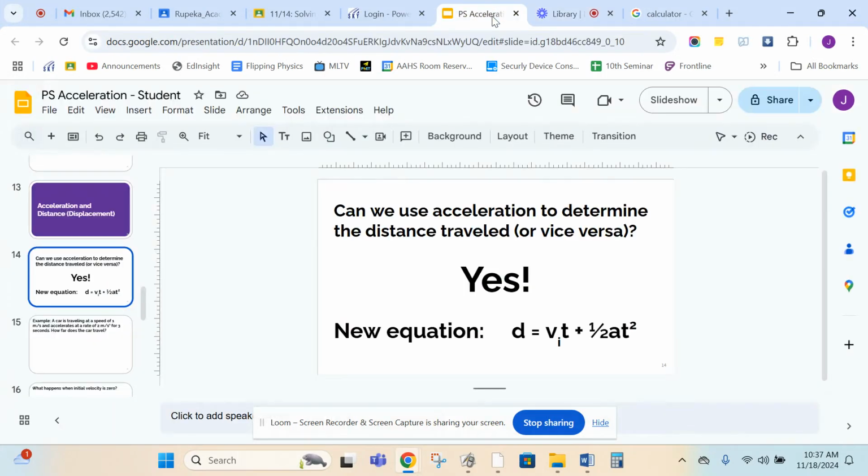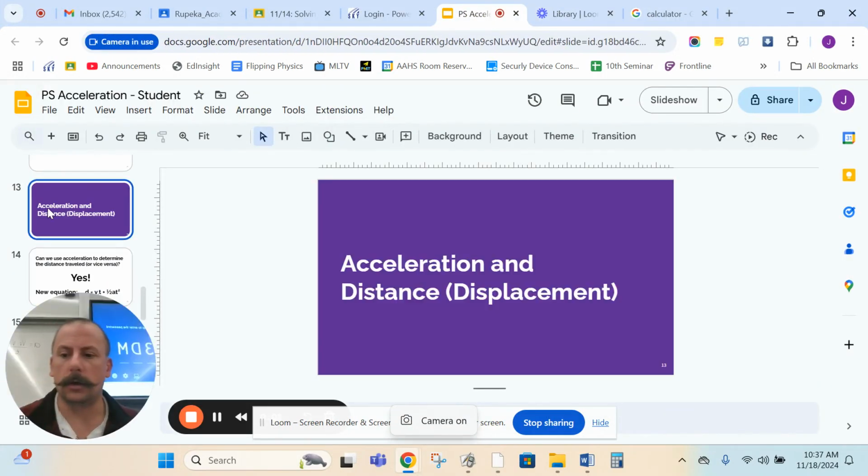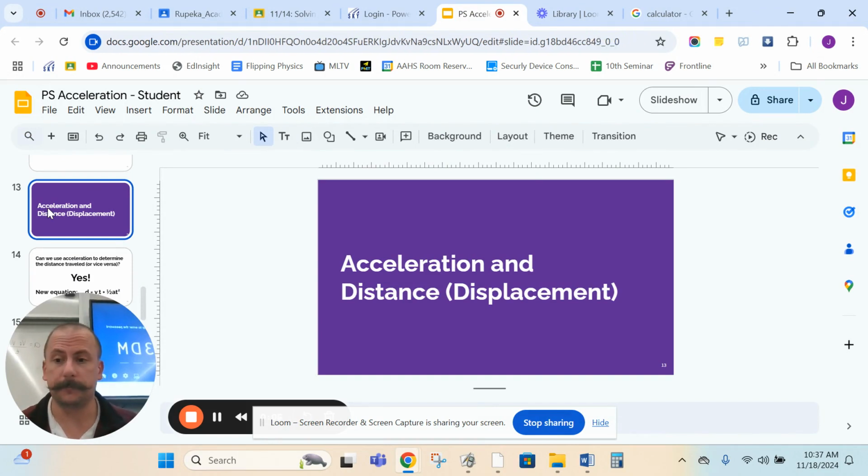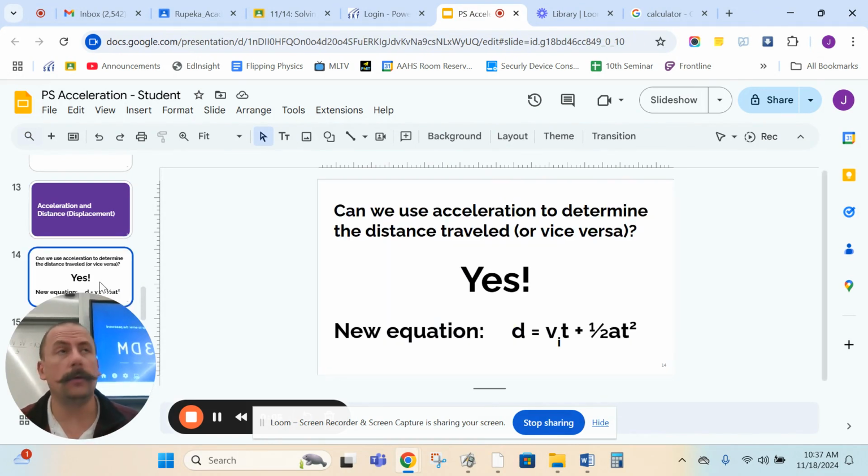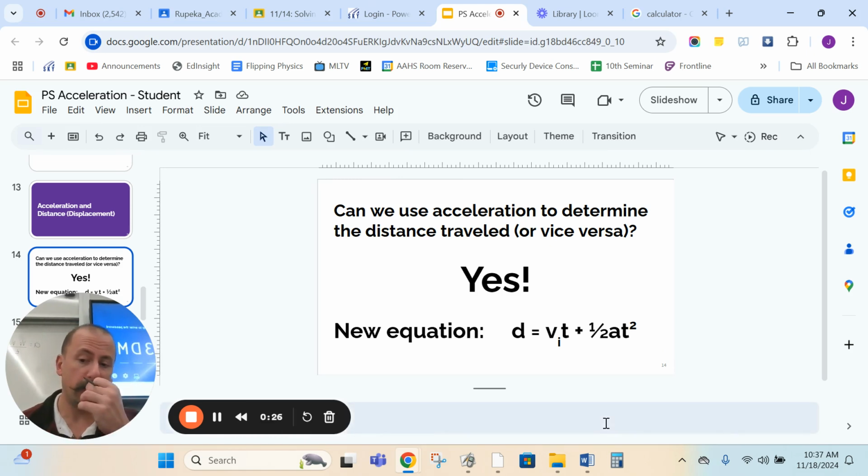Hello everyone. Today we're going to go over our next part of our notes, which is the acceleration and distance or displacement. Whenever we know an object is accelerating, there are certain equations we can use to determine how far something has traveled. Because every single second the object is going faster, and as they're going faster, they're also covering more space. They're covering a bigger distance. And there are equations that we can use in order to calculate how far someone's going to be going.